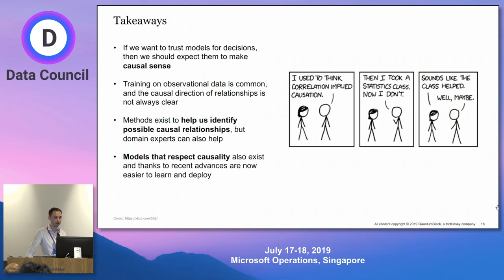Whilst people have shied away from it a little bit historically, there are now methods getting more common that will help us to identify these causal relationships. And models that respect causality, or respect a domain expert's view of causality, exist, and thanks to these recent advances in structured learning, are now easier to actually learn and deploy. So thank you very much.